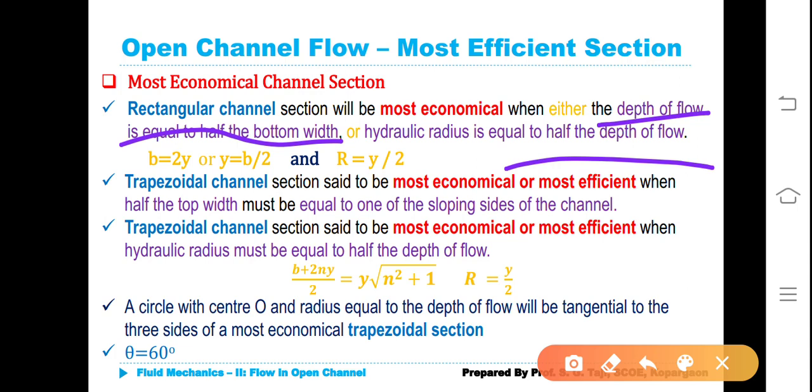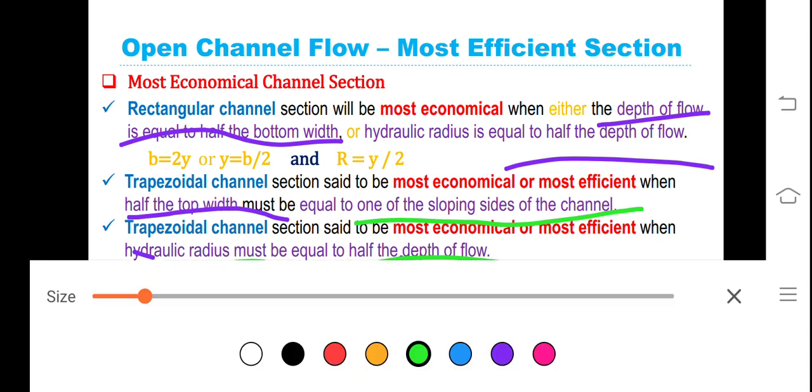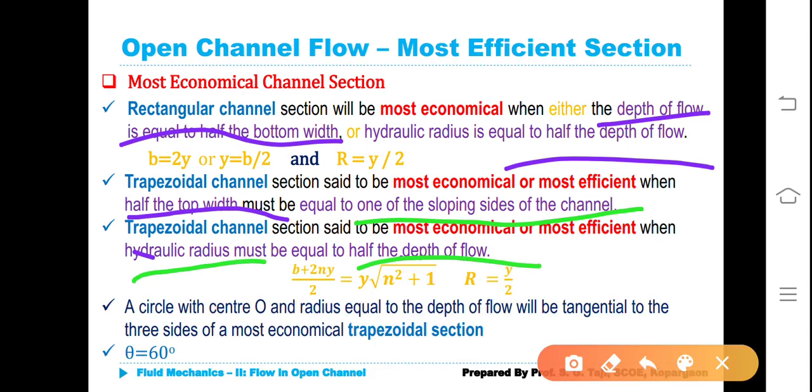Trapezoidal section is said to be most economical when half the top width must be equal to one of the sloping sides of the channel. Also, it is said to be most economical when hydraulic radius must be equal to half the depth of flow. Also, it is said to be most economical when the best bed slope theta must be equal to 60 degrees.